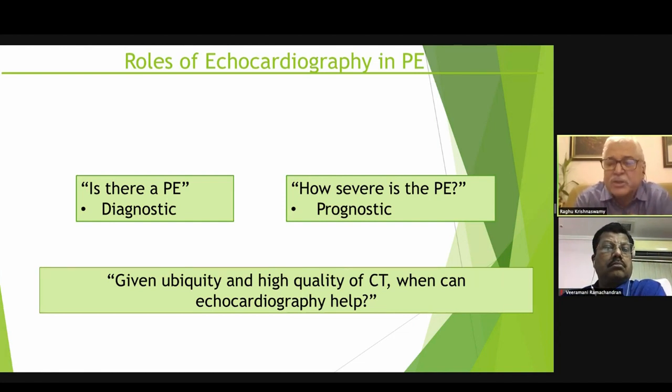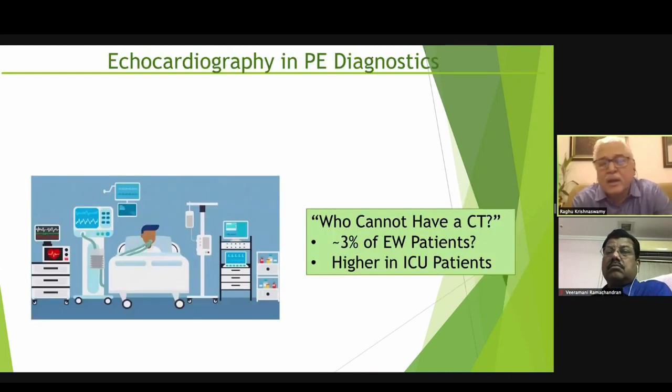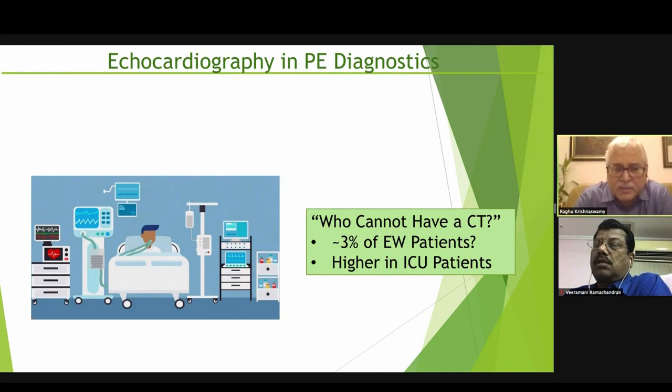I mean, the echocardiography machine, in our country, stands as a very important aspect in the approach to a patient with a suspected pulmonary embolism. Also, even in good centers, a study was published in which they said that in more than 3% of the patients who come to the emergency department, the CT was not feasible for various reasons. And this percentage is possibly far higher, to the tune of even 15%, where a patient admitted in an ICU may not be suitable to be sent to a CT department.